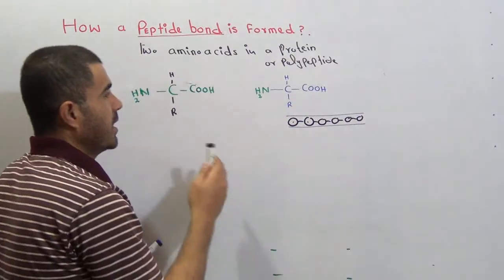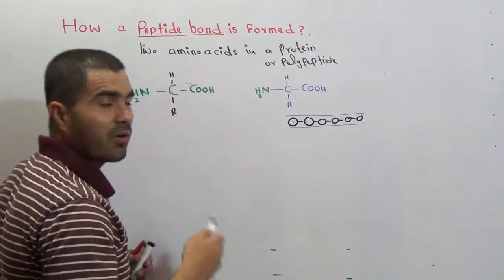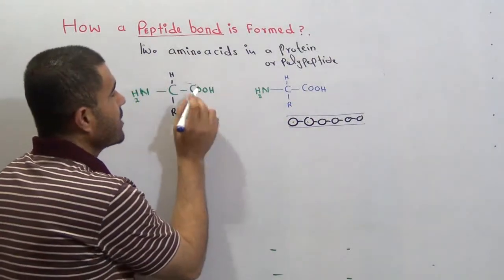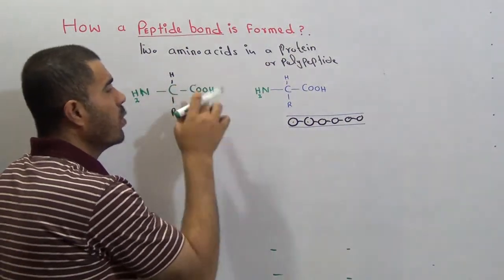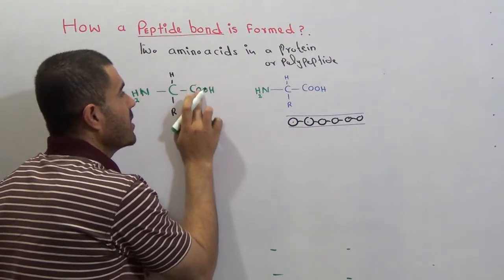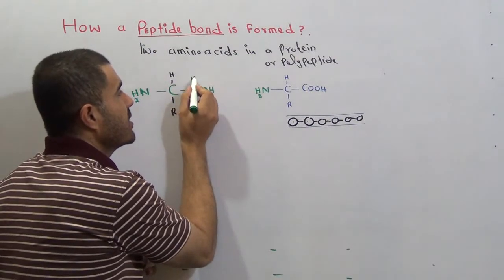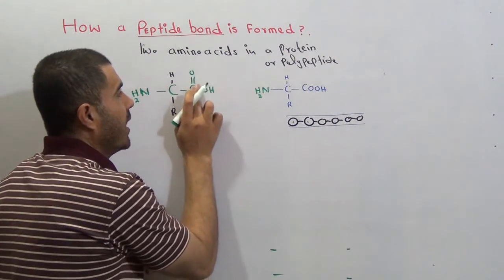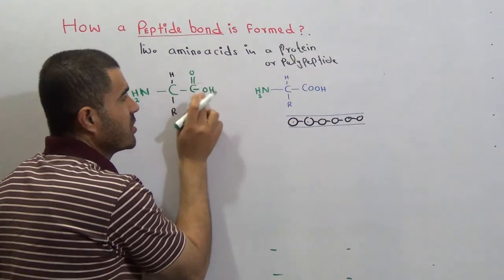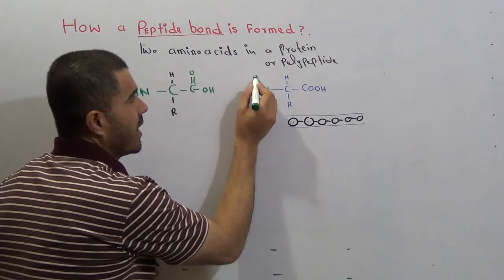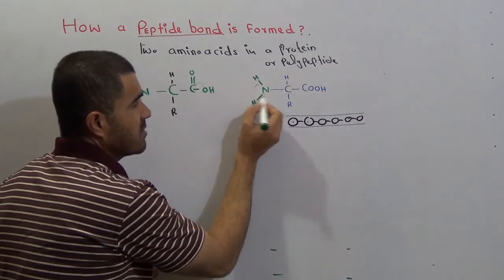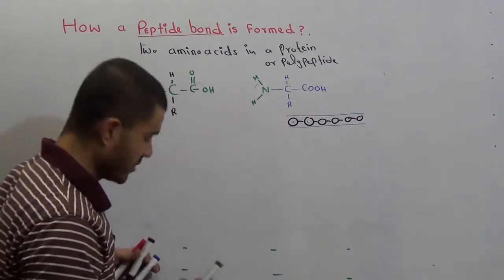We are not concerned with this R because today's topic is not about the amino acid structure, but how a bond is formed. In order to make our idea clear, I would like to write COOH in a little more open form, like C double bond O and single bond OH. Here NH2 will be written as NHH. It is still NH2 and it's still COOH.